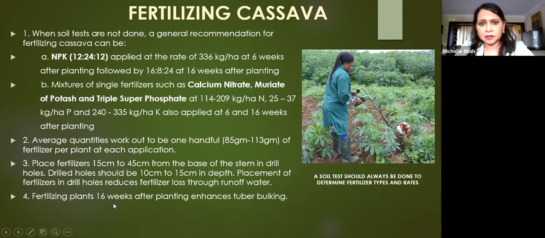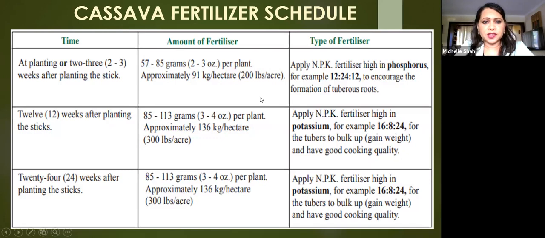This is just a schedule of how fertilizers are applied. We have the time where you have 2 to 3 weeks after planting, 12 weeks after planting, and then 24 weeks after planting. And it gives you the actual amounts per plant of fertilizer. And it tells you exactly what types and the ratios of the NPK.